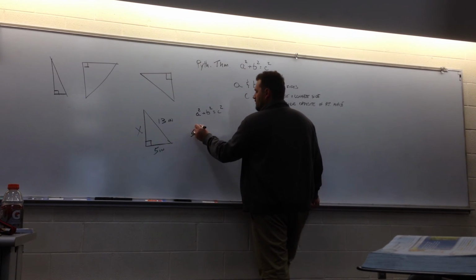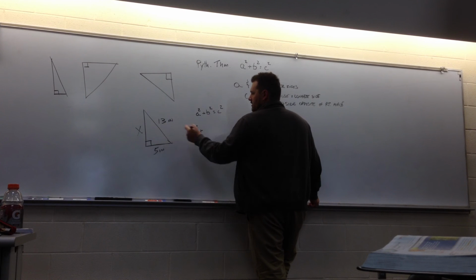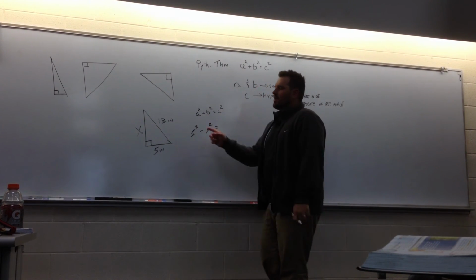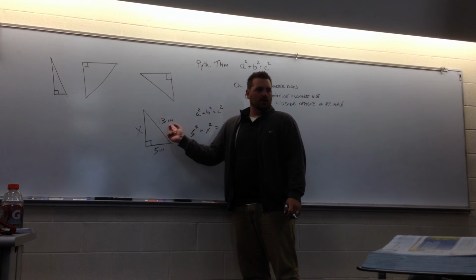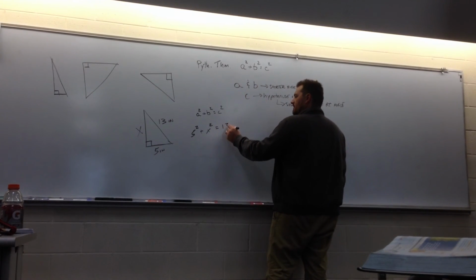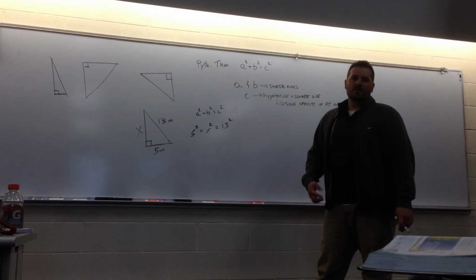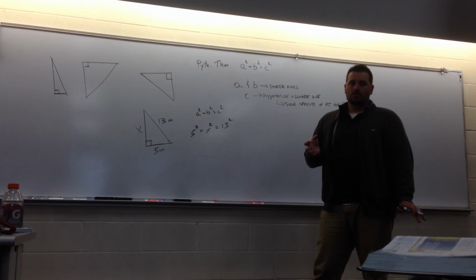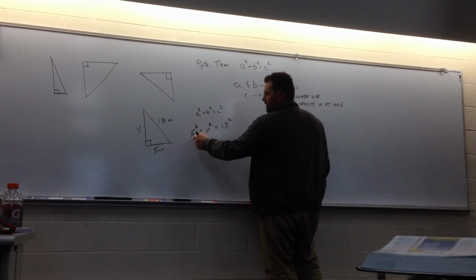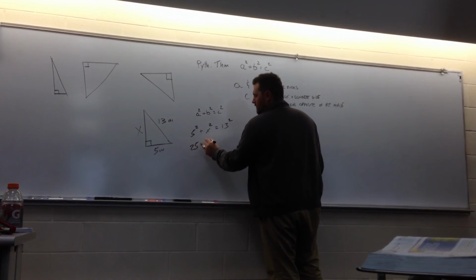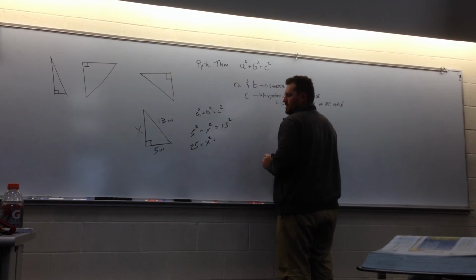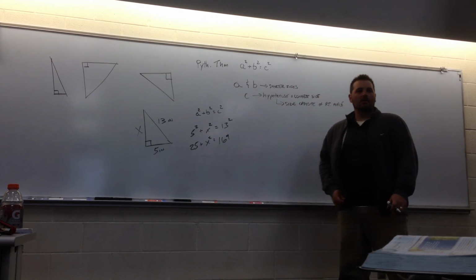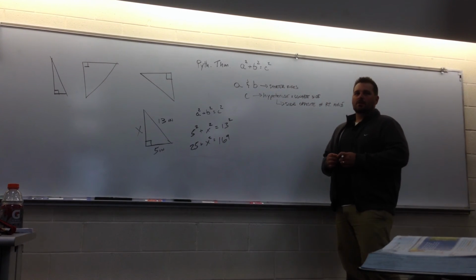So we'll say 5 squared plus b, which is x squared, equals c, the hypotenuse, which is opposite of the 90-degree angle, so it's 13. So we have 13 squared. Then to figure out what the value of x is, we just use algebra. 5 squared is 25, plus x squared, what's 13 squared? 169. Good job. Now, Brandon, what do I need to do now if I want to figure out what x equals?